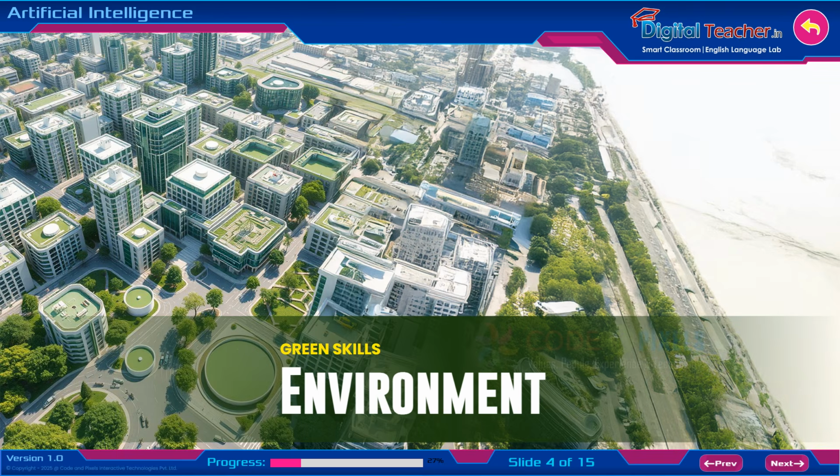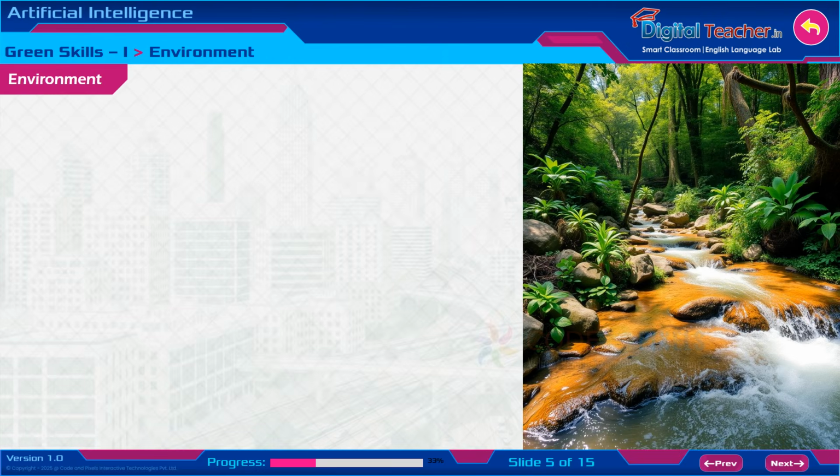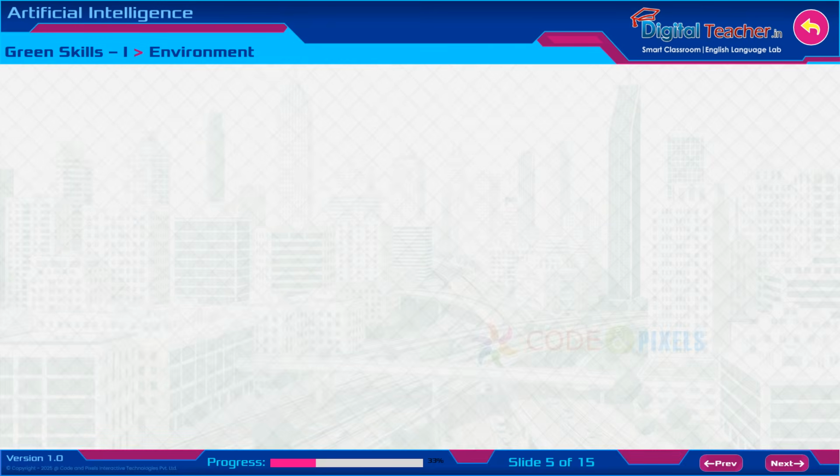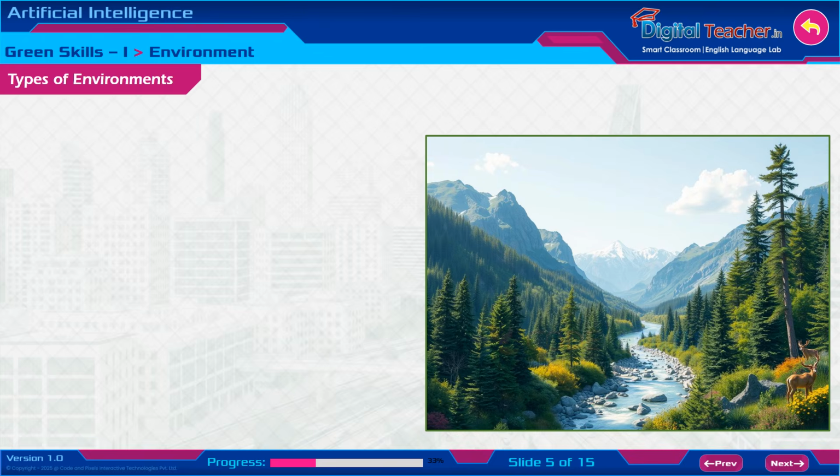Environment. The word environment comes from the French word Environia, which means to surround. It includes everything around us, living and non-living, that helps keep life in balance and supports growth and development. Types of environments. There are 2 main types of environment.